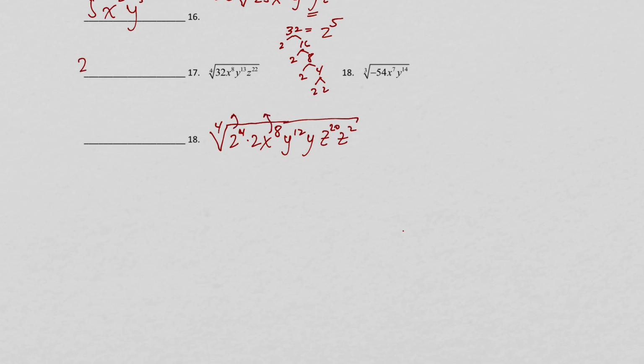I'll take this out and get x squared. I'll take this out and get y cubed. I'll take this out and get z to the 5th. And all I'm doing when I take these out is I'm dividing the exponent by the index to get the new exponent. And then I'm going to be left with the 4th root of everything that couldn't come out. The 2, the y, the z squared.